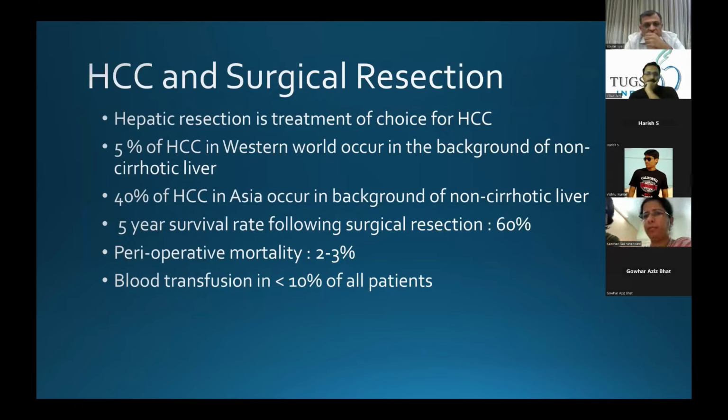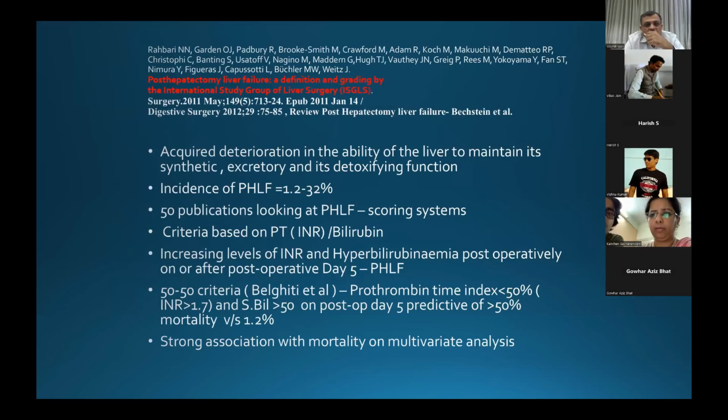So one of the commonest causes for resection in the liver is hepatocellular tumors. I won't go into the details, but obviously in the background of cirrhosis and chronic liver disease, surgical resection does become a high risk undertaking. Various criteria have been described to look at post-hepatectomy liver failure. And as I have described, the synthetic function of the liver is based on INR, bilirubin, and albumin. All liver failure scoring systems essentially look at the measurements of INR and bilirubin post-operatively, and higher the levels, the worse is the chance of them developing a liver failure.